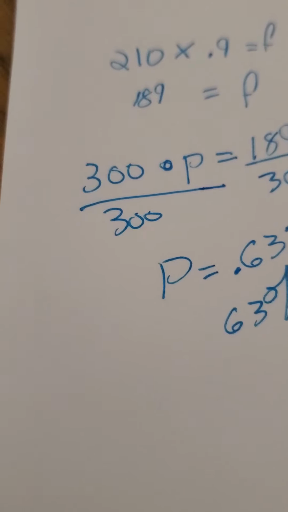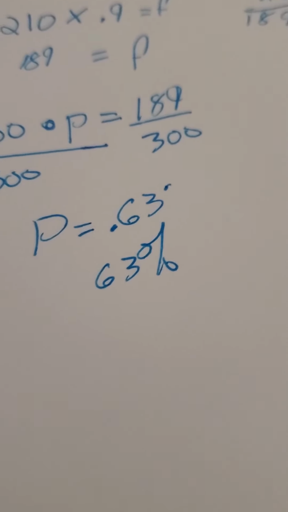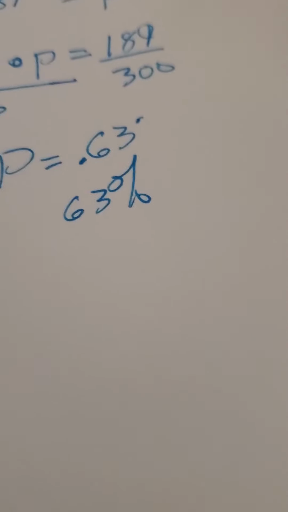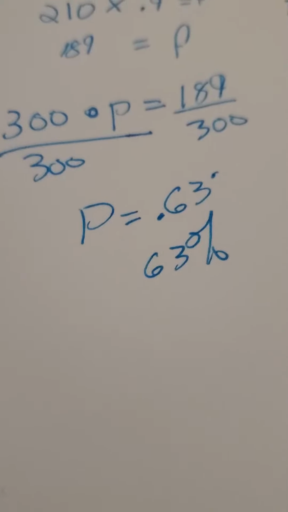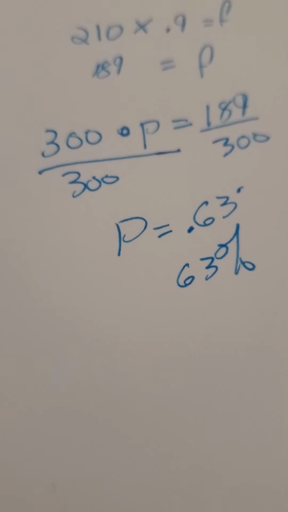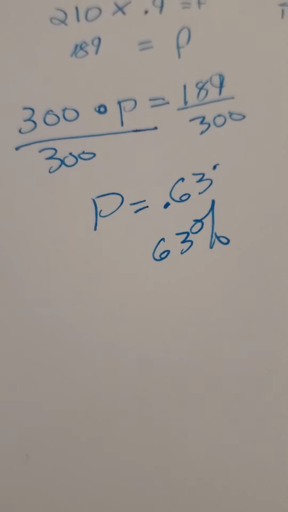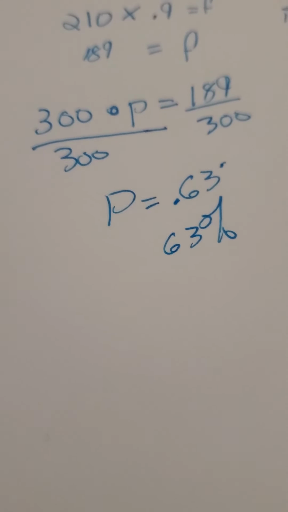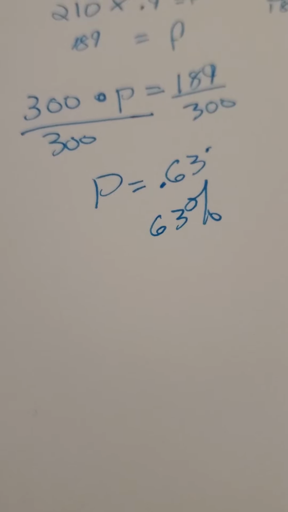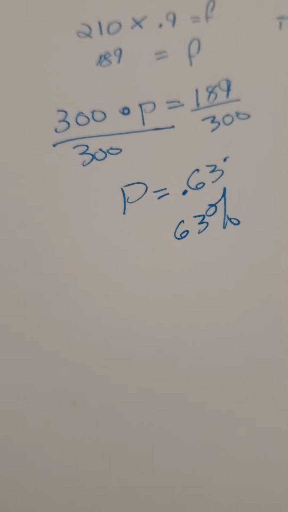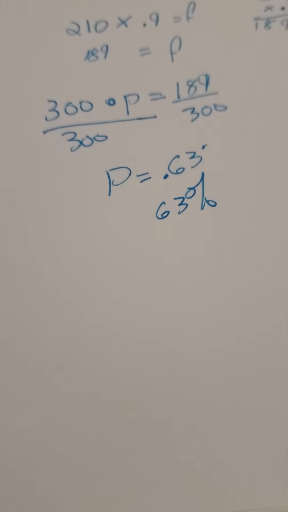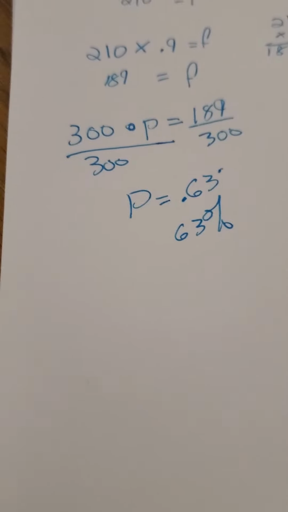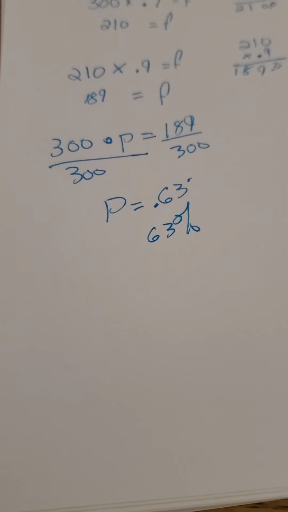And again, that's not the end of the problem, because it wants to know what is the percentage of discount. We know that this number, 189, is 63% of 300. So what is the percentage of discount? What percentage discount did you get of the $300? You're paying 63%. So what discount did you get? And again, you just use the opposite of that percentage. So 63% you are paying, so what percentage are you getting discounted? It's 37%.